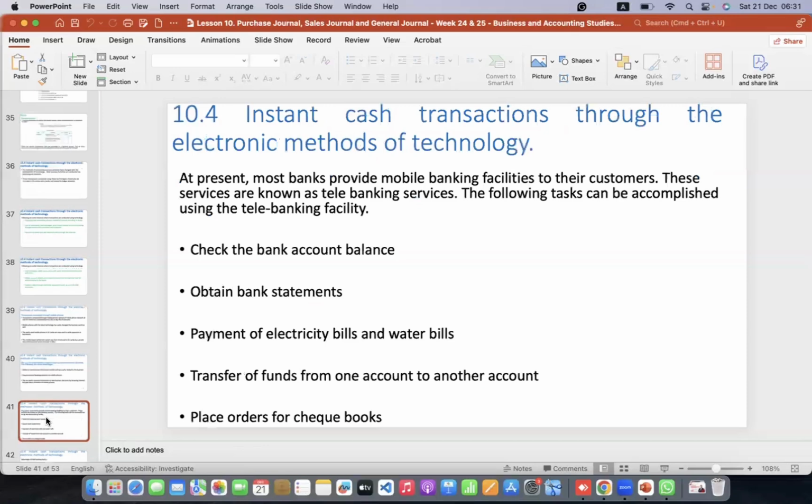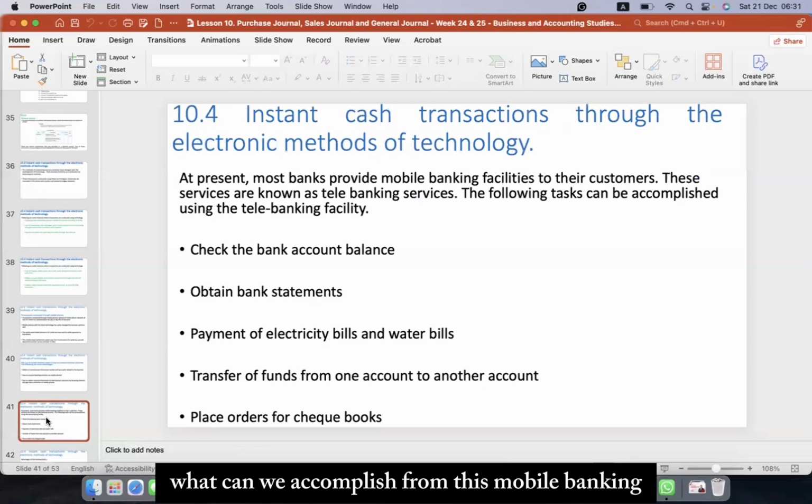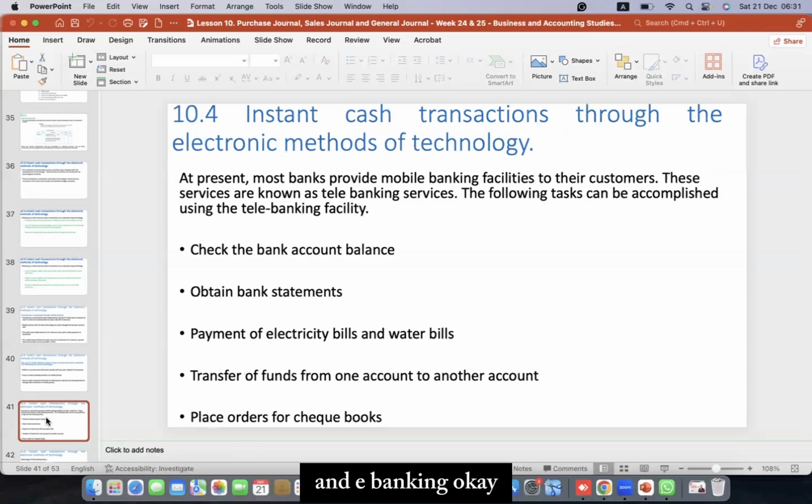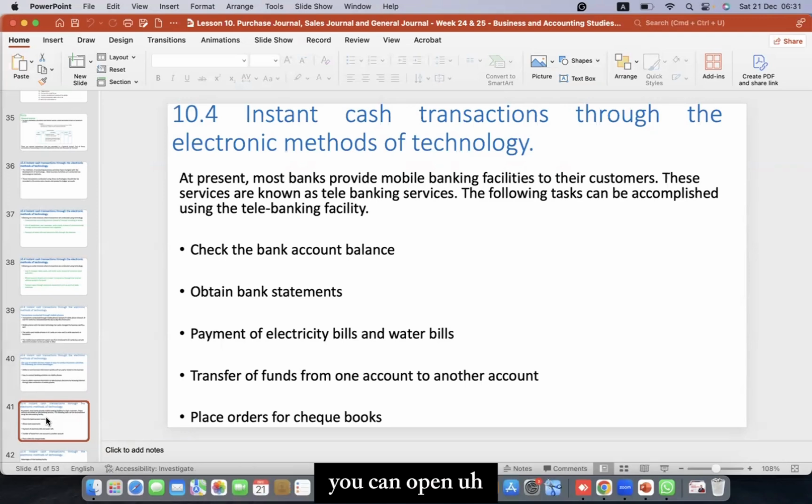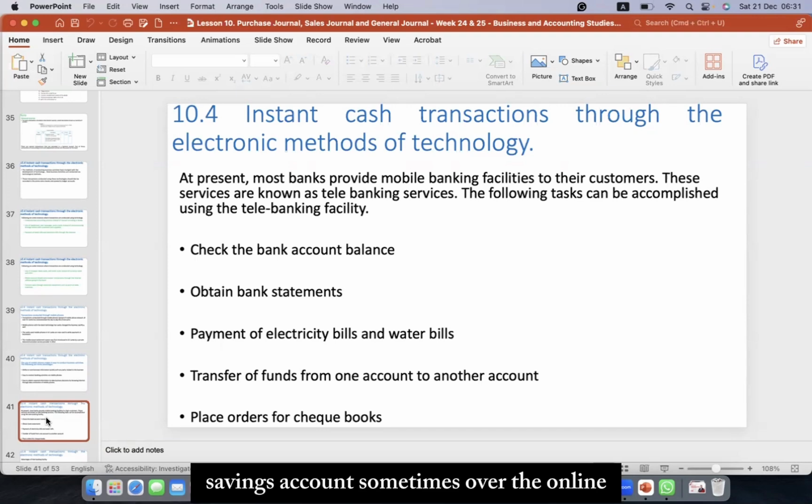Okay, now what can we accomplish from mobile banking and e-banking? We can check the bank account balance, obtain a bank statement, make payments, transfer funds, and place orders for checkbooks. Today some things have even gone further. You can even open your accounts. You can open a fixed deposit account, you can open a savings account sometimes online.